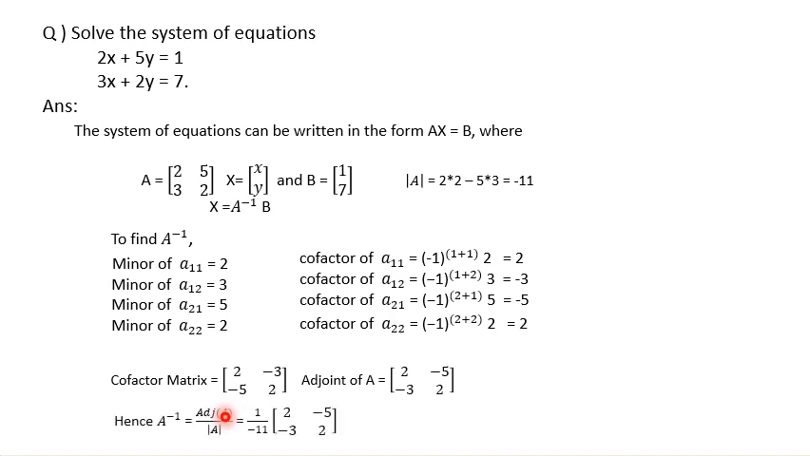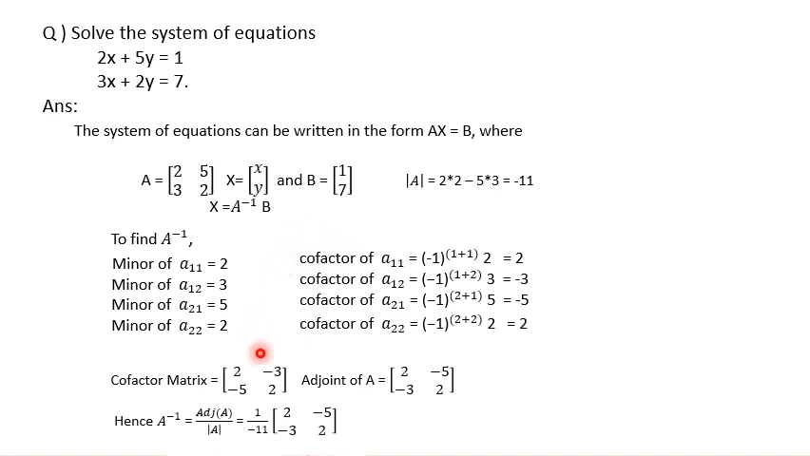Now, what is the inverse of A? Adjoint of A divided by determinant of A. So here adjoint of A is this matrix, and this is the determinant of A. So adjoint matrix divided by determinant is the inverse of this matrix. That is, for this equation, we find the inverse of A. Now, we need to multiply inverse of A with B.